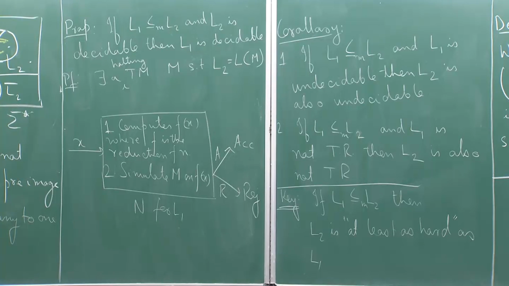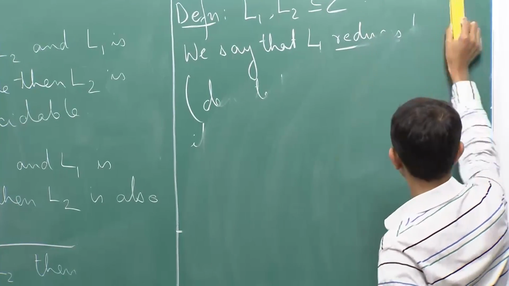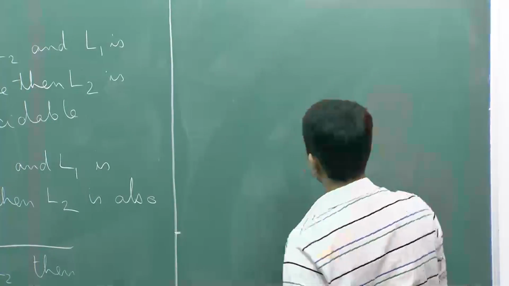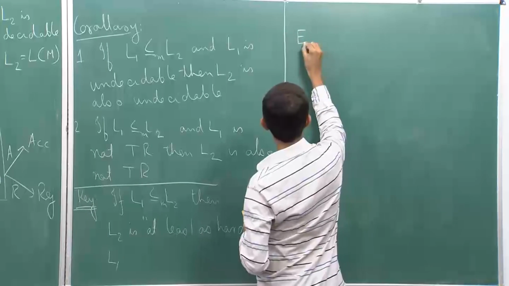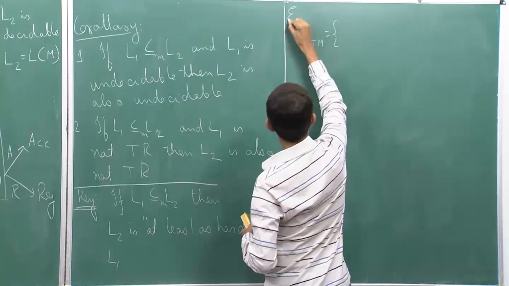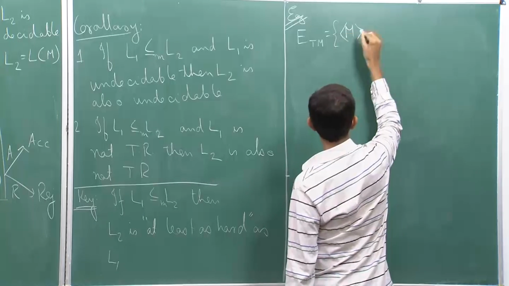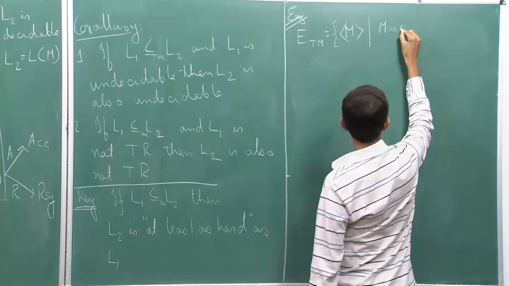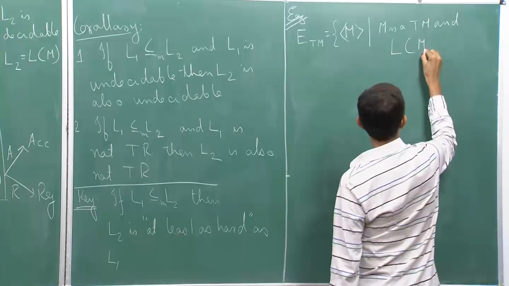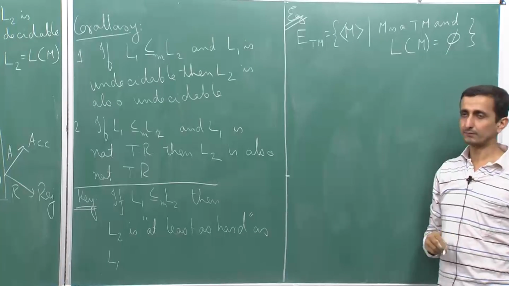Okay. So, now let us look at an application of this result. Consider the language ETM. So, this is an example. ETM is the set of encodings of Turing machines M such that M is a Turing machine and the language of M is empty. E stands for empty.